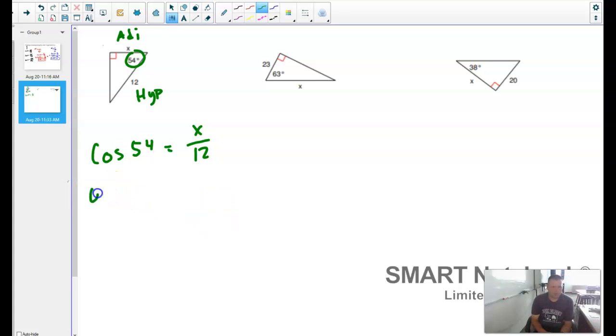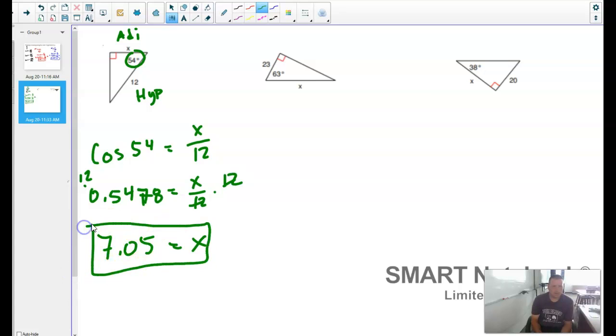Go to 4 decimal places, 0.5478. And then that equals x over 12. Times by 12. And times this again by 12 here. And that'll be 7.05. And that's what x is equal to. Bada bing, bada boom. I put these last two on just to make sure, just a little variation here. Make sure we're not getting too far ahead of ourselves.